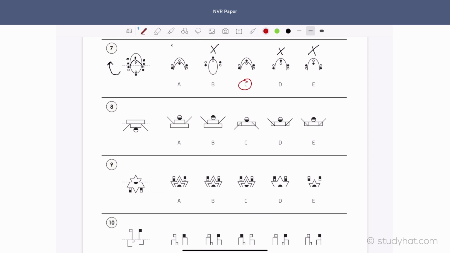Question 8. Again, same thing. So we've obviously flipped from the bottom to the top because this circular part here is in the top in all of them, right? So what's going to happen? Let's figure this out if we flip to the top. First of all, these legs are going to go like this. This box is going to go like this.